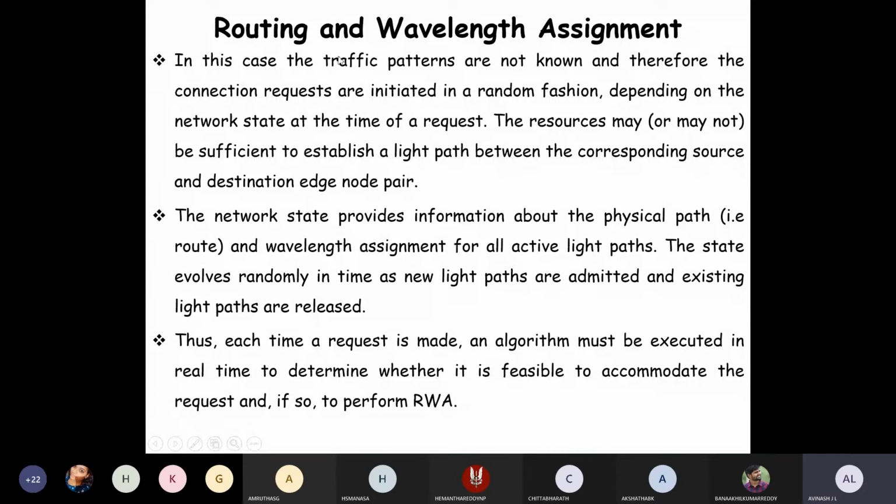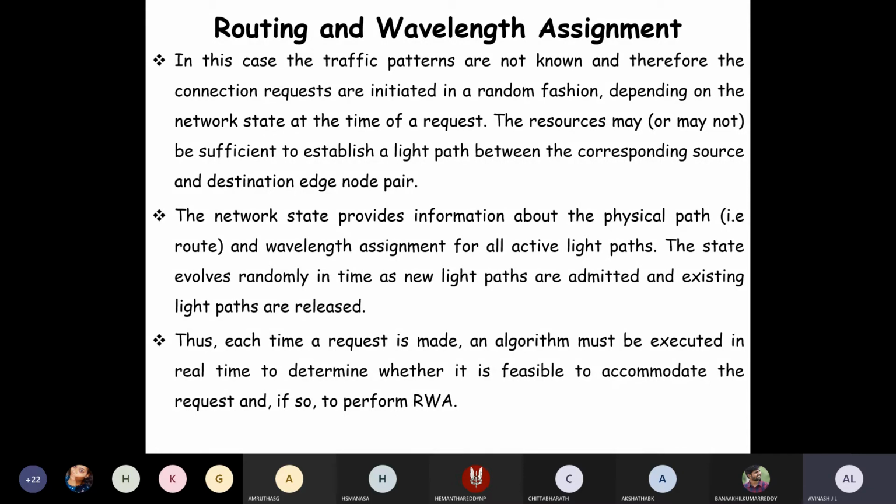In this case, you can see and understand that these are all the routing algorithms. Here the traffic patterns are not known, and therefore the connection requests are initiated in a random fashion. Depending on the network state at the time of the request, the resources may or may not be sufficient to establish a light path between the corresponding source and destination edge node pair. The network state provides information about the physical path and the wavelength assignment for all active light paths. The state evolves randomly as new light paths are set up and existing light paths are released.